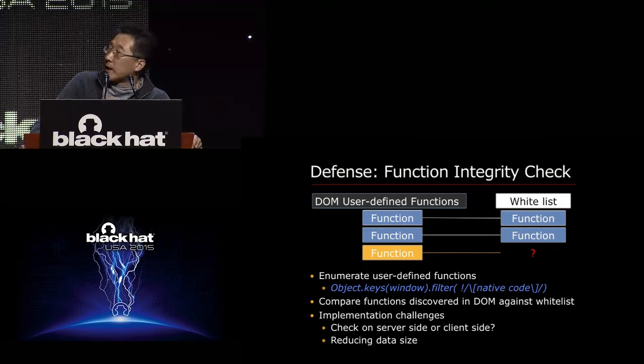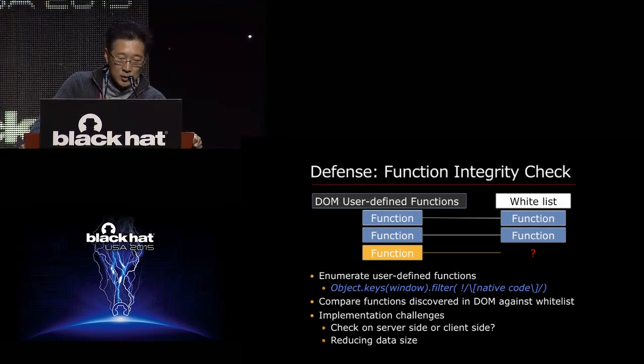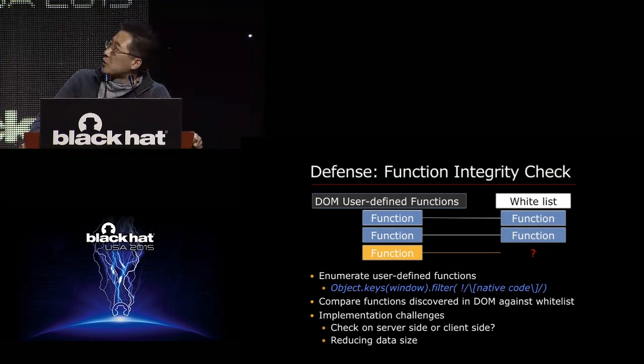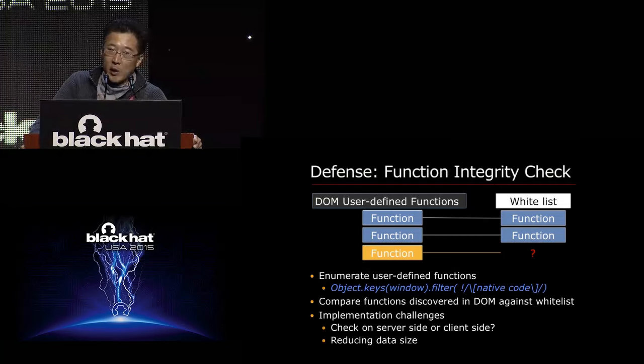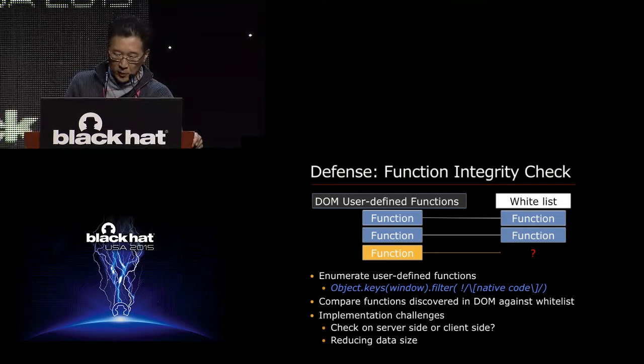However, a robust way to do the detection is to scan the entire object space, get all the functions, and do the comparison with the whitelist that you will get in a clean session. I think that's the best way to do it.